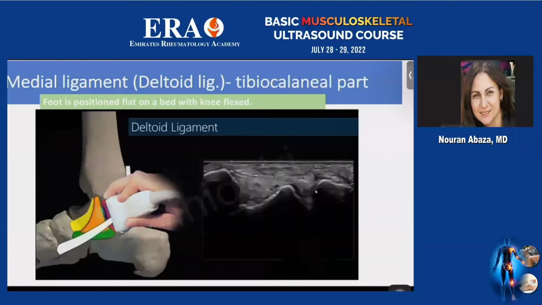Then you will go a little bit more anterior with the inferior part of the probe, always keeping the upper part of the probe fixed on the medial malleolus, and then you will be able to see, this is the medial malleolus, and then you will see it inserting in the calcaneus. This is the tibio-calcaneal part.